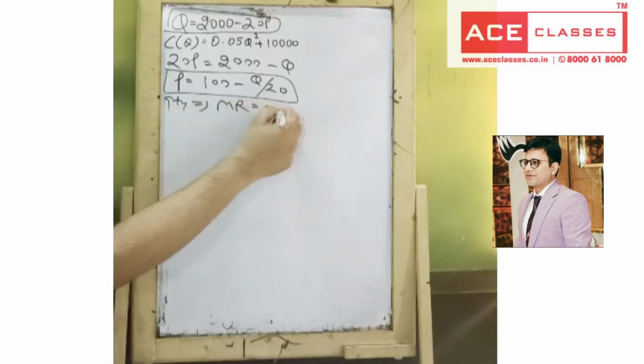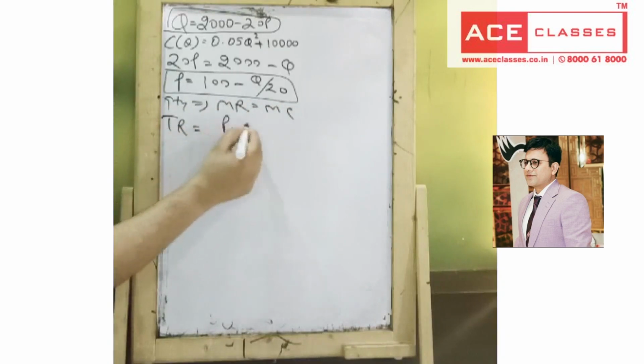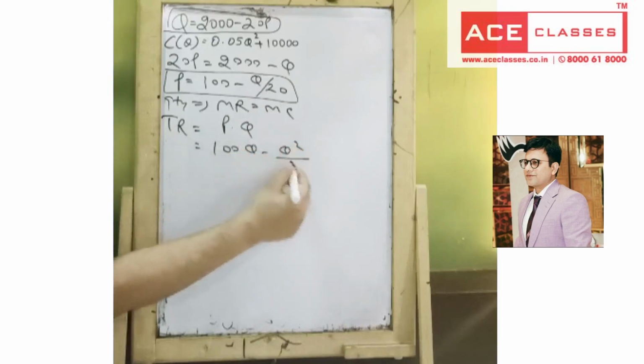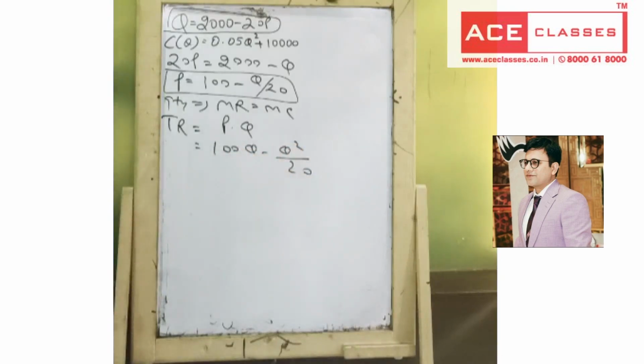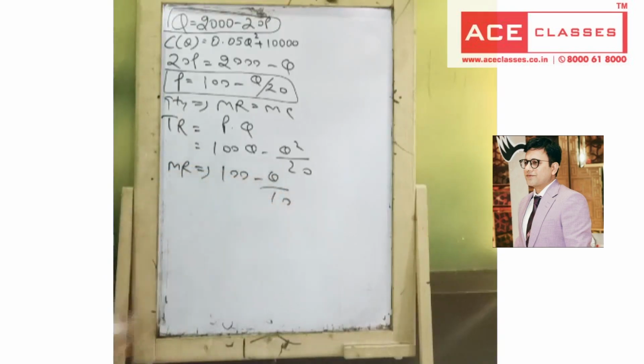Use MR is equal to MC. For that I am first going to solve TR which is P into Q. In this case my TR is going to be 100Q minus Q square upon 20, and that's going to be our TR. Now with this TR I can solve my MR, and my MR should be 100 minus Q by 10. I think we are all okay with this. This will be our MR.